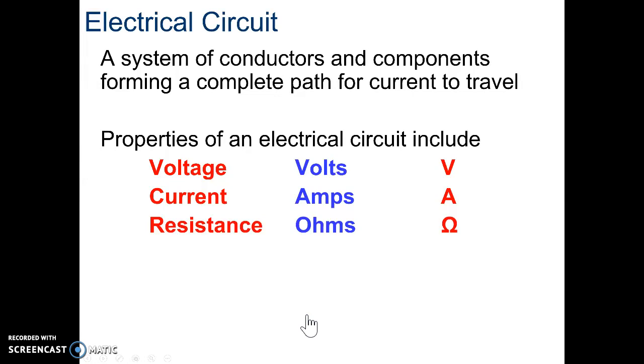light turn on. When we look at circuits, we're going to look at the voltage, whose unit is volts and the abbreviation is a capital V. We're going to look at the current, which is measured in the unit amps, and a capital A. And we're going to look at resistance. The unit is ohms, and for that we use the omega.